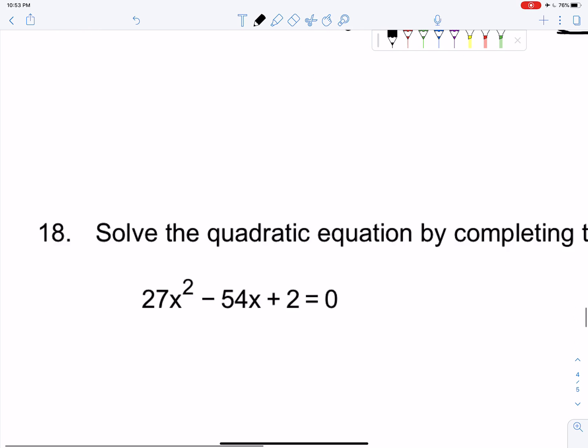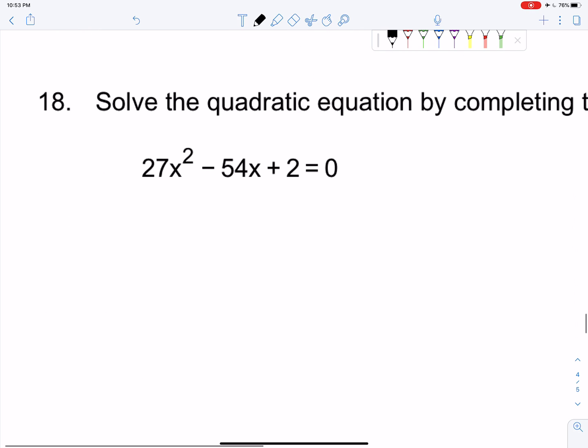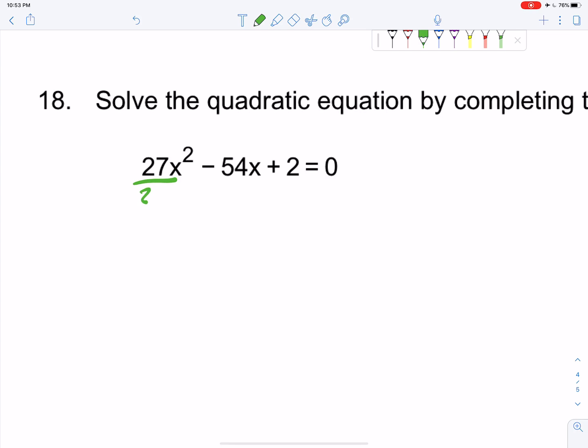And then look at this one, number 18. At least it's the last problem. Darn, I need that to be a 1, and what do I have? I have a 27. So I've got to, at all costs, turn that leading coefficient into a 1. So I've got to divide by 27 on each term. And even 0 divided by 27, but that's just going to result in a 0.